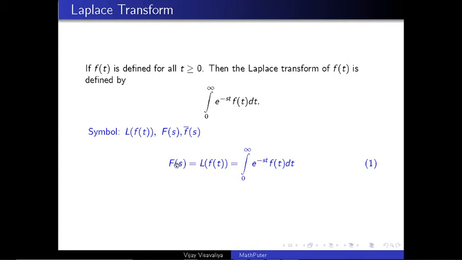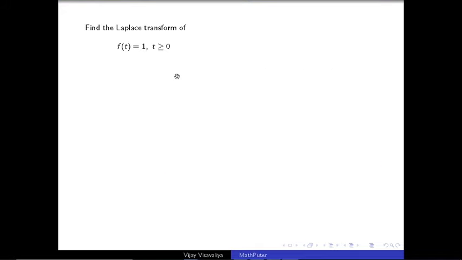So we have the function of variable s, which is defined by the integration over 0 to infinity of e raised to minus st into f of t dt. So the definition is very simple. If we are given any function f of t, then we integrate this integral, and the final answer will be called the Laplace transformation of the said function. So let us discuss the example we have.